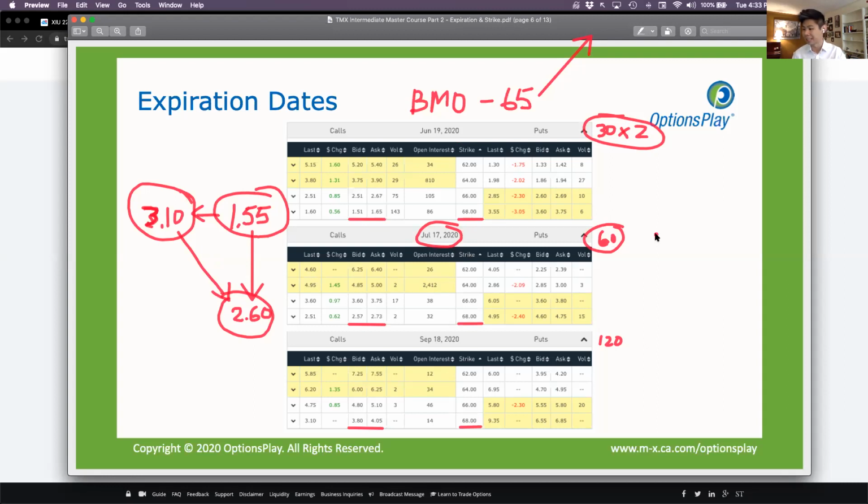So I hope that makes sense to everyone. Does that make sense? Please type 3 into the chat window if that makes sense to you. Okay, great. I see a lot of 3s.